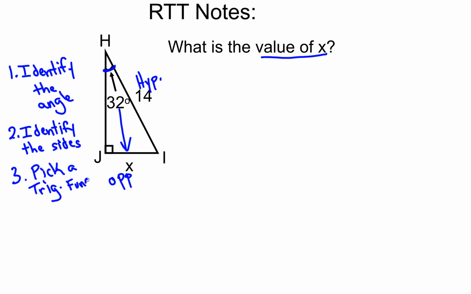So our trig function that we're going to pick here, let's look at our SOHCAHTOA. Sine is opposite over hypotenuse. Cosine is adjacent over hypotenuse. And tangent is opposite over adjacent. I remember that because if I broke a TOA, I have to sew ka TOA.